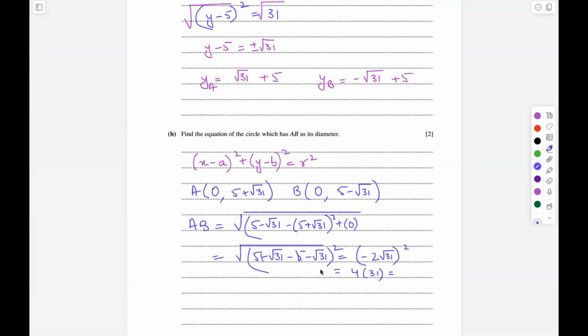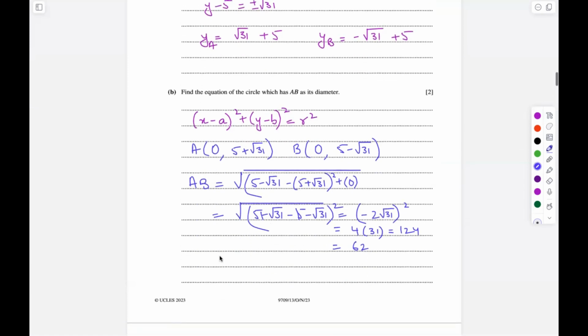So the final answer for this will become 4 into 31, and that will basically be the diameter. So 4 into 31 is, multiplying 4 into 30, that is 120, that will become 124. And dividing it by 2, that will be equal to 62.